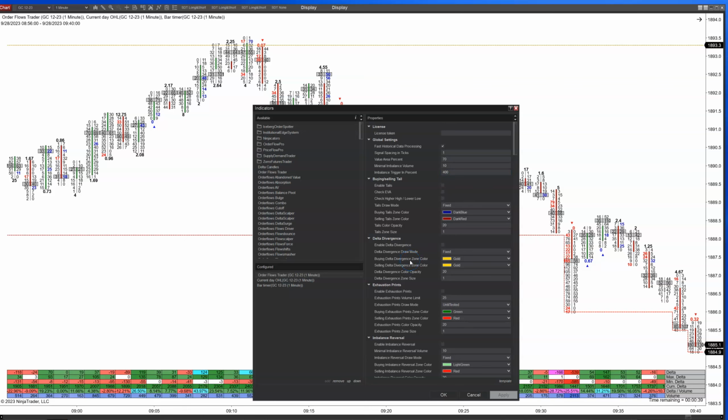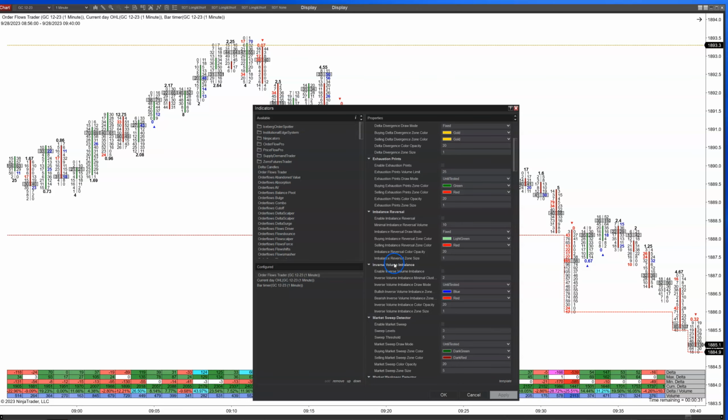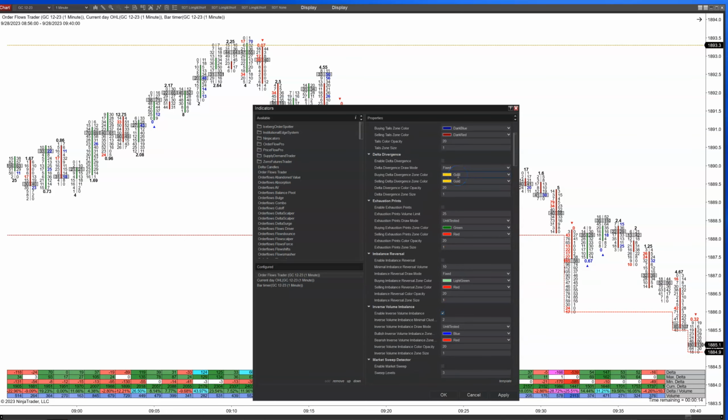And in the Orderflows Trader software, we have a feature on here that's called Inverse Volume Imbalance. Now, to enable it, you click it. So it's going to be related to whatever imbalance trigger that you have here, right? I have 400%.